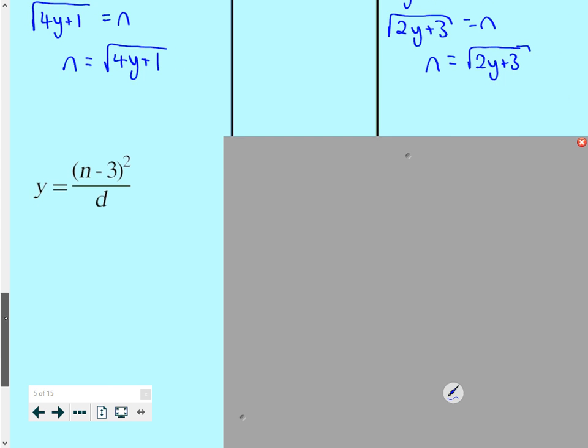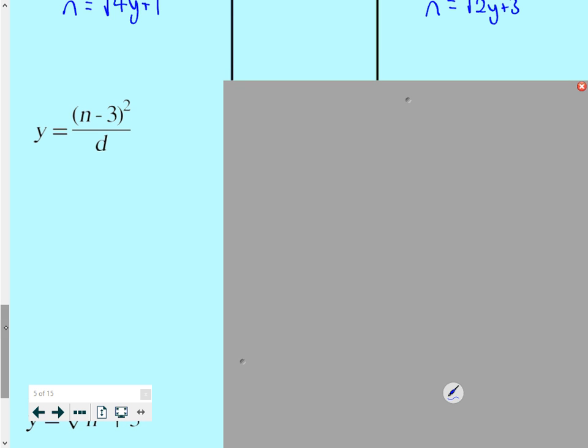Now, again, a slightly different looking one. Same process. It's in the bracket, so you're taking away 3 first. Then it's in the numerator, so you're going to be squaring it, and then you're going to divide it by d. So to undo that, I'm going to have to times both sides by d.